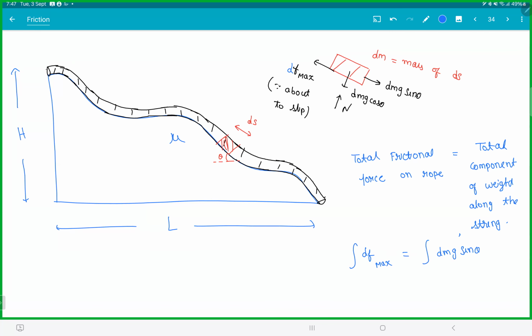Any doubts on this page, please ask me. Clear na, Puruja? Surya? Sharman, clear with this?